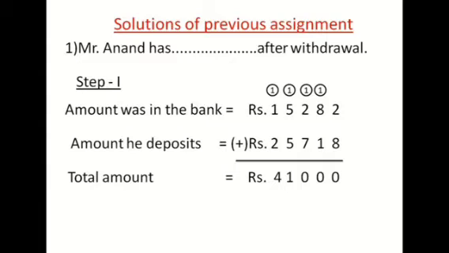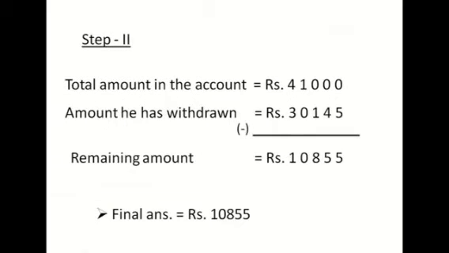The addition is very easy. I hope you all have done correct. Now look at the step 2. So the total amount it was in his bank, you found right now, is 41,000 and the amount he has withdrawn is 30,145. So the remaining amount you have to find out by subtraction. So if you do the subtraction, it will be 10,855.